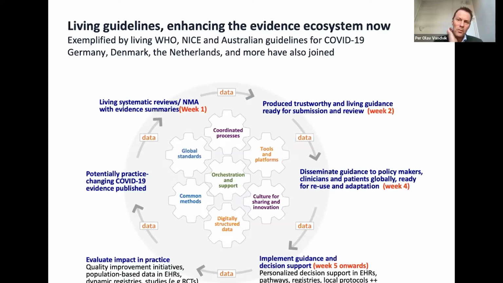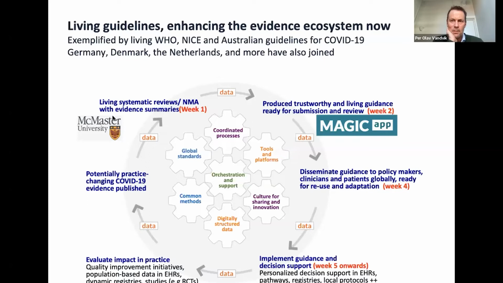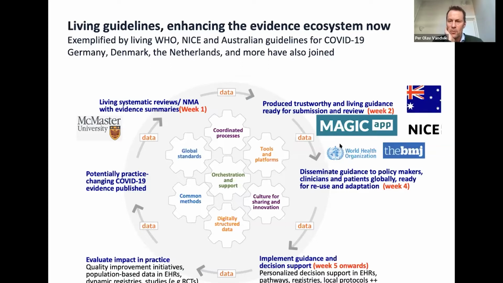What we've done in the COVID-19 pandemic from MAGIC is to support WHO and others in producing these living guidelines. So we have teams of people doing systematic reviews, around 50 people at McMaster, doing daily updates of the evidence. This evidence feeds into the guideline panels from WHO and Australia and NICE. And we also publish the WHO living guidelines for COVID-19 in the BMJ.